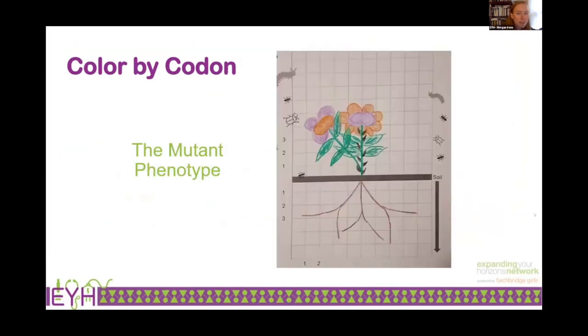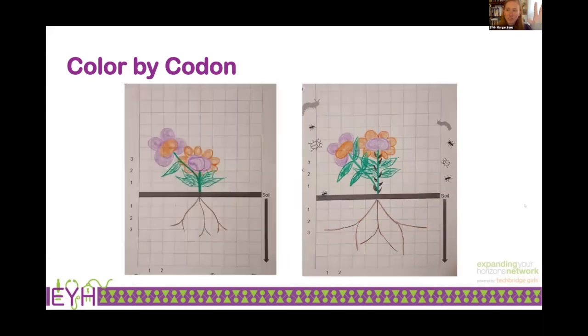So you all can continue to draw as we move along, but this should be what the mutant phenotype looks like. And can anyone point out what new features we have in the mutant phenotype that we didn't have in the original phenotype? We can probably go on to the next slide so they can see the original phenotype and the mutant phenotype side by side. So what differences are we seeing between the mutant phenotype on the right and the original on the left?